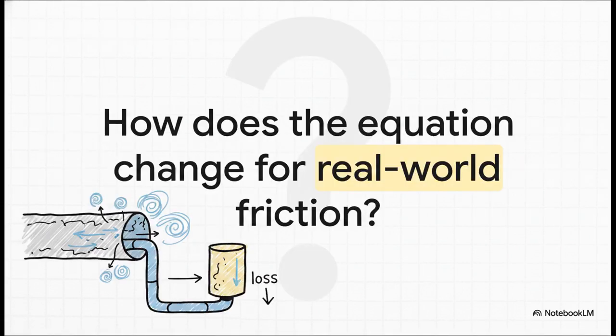And that brings me to one last thing to think about. We've been talking about an ideal fluid where no energy is lost. So what happens in the messy real world? How do we have to change Bernoulli's equation to account for all the energy that real pipes and real fluids lose to friction? Well, that's the next step on the journey to truly mastering fluid dynamics.